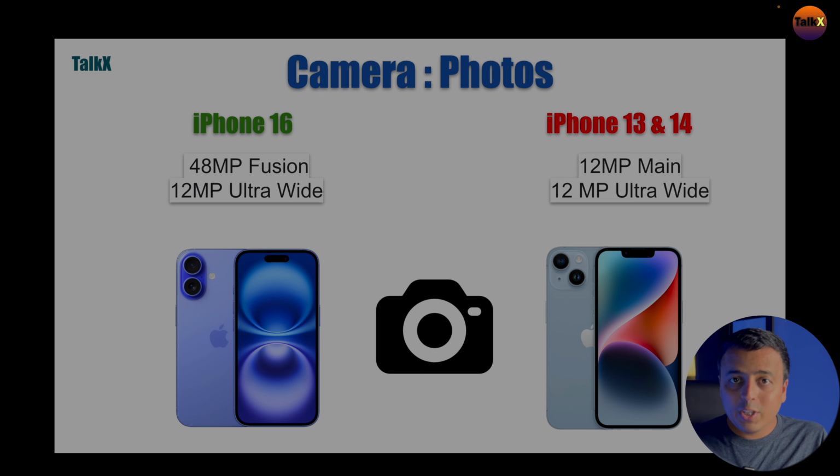Now let's talk about the camera. iPhone 13 and 14 both got a 12 megapixel main camera and a 12 megapixel ultra wide camera. But when it comes to iPhone 16, it got a big upgrade. The new camera system is a 40 megapixel fusion camera and a 12 megapixel ultra wide camera. So obviously you get higher quality pictures in iPhone 16.